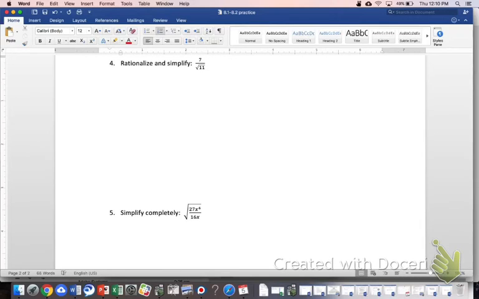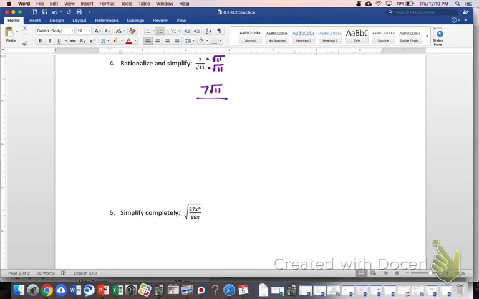Okay, number 4 says rationalize and simplify. So if you remember from our classes this week, we are not supposed to leave a radical in the denominator, and of course right now there is one. So in order to get rid of this square root of 11, what I need to do is multiply both the bottom and the top of the fraction, both the numerator and the denominator, by the square root of 11. So 7 times the square root of 11 is just 7 times the square root of 11.